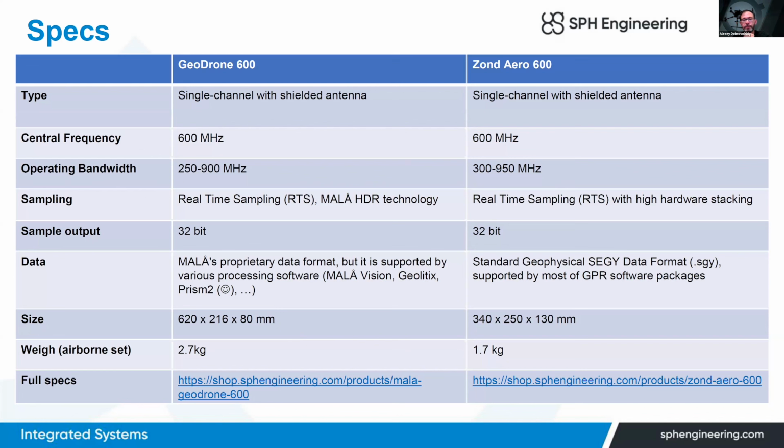an important factor when you select a radar or when you plan surveys, because a 1 kilogram difference means approximately 10 minutes of flight time difference for a DJI M350, for example. But that will not be so important for a DJI M400, for example. So full specs you can find by links. You all will receive a copy of the presentation.